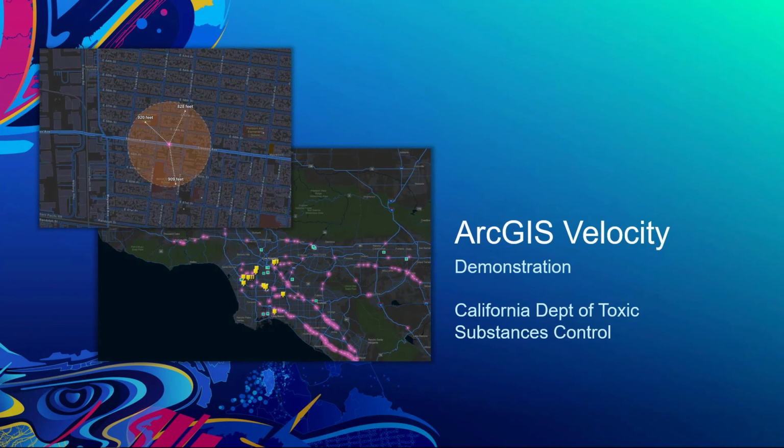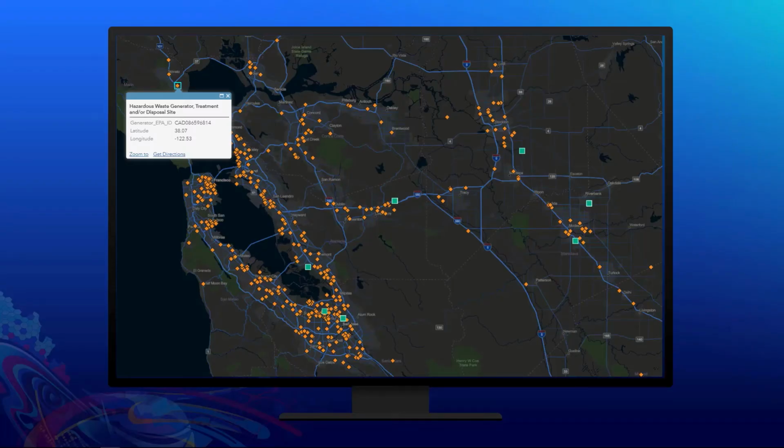So let's take a look at how ArcGIS Velocity works with some examples from one of our beta participants, which is the California Department of Toxic Substances Control. The California Department of Toxic Substances Control has a mission to protect Californians and their environment from exposure to hazardous waste. And like many states, there's thousands of industrial and manufacturing organizations that generate toxic substances. Those are shown here on the map in orange.